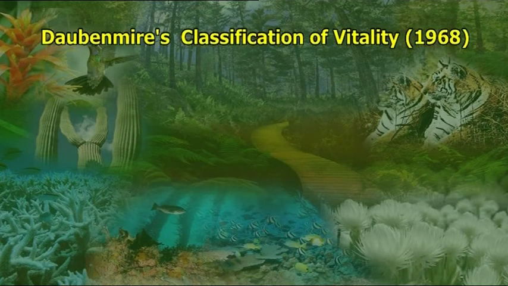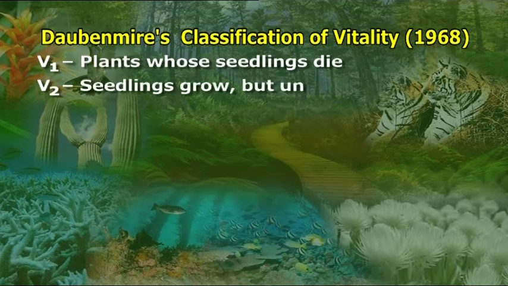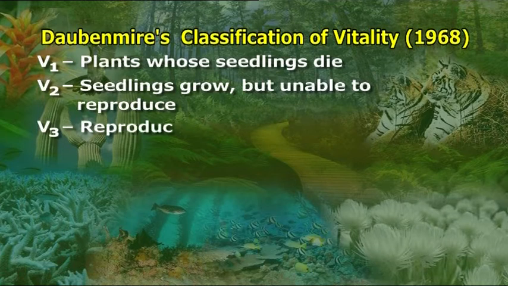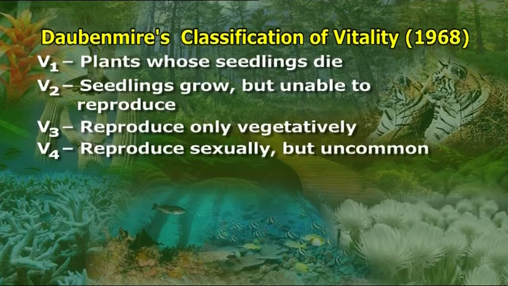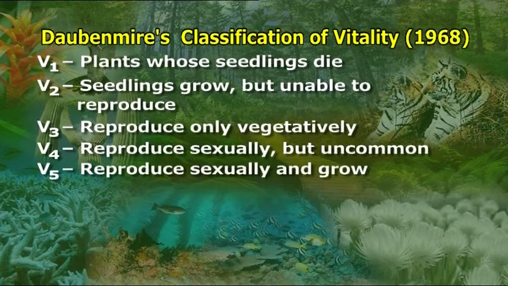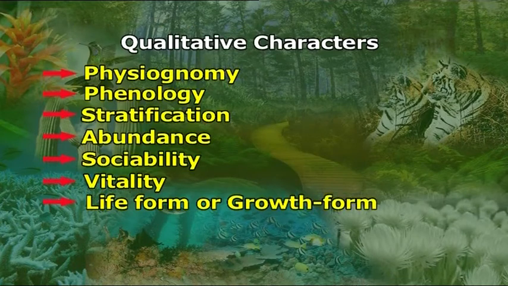Daubenmire in 1968 gave vitality groups as V1, representing plants whose seedlings die; V2 denotes seedlings grow but are unable to reproduce; V3 reproduces only vegetatively; V4 denotes reproduces sexually but uncommon; and V5 which reproduces sexually and grows regularly. Life form or growth form.